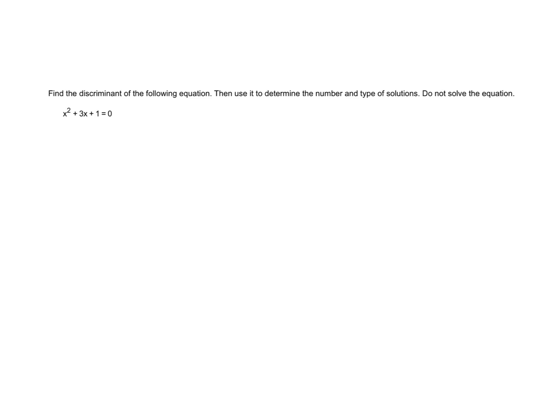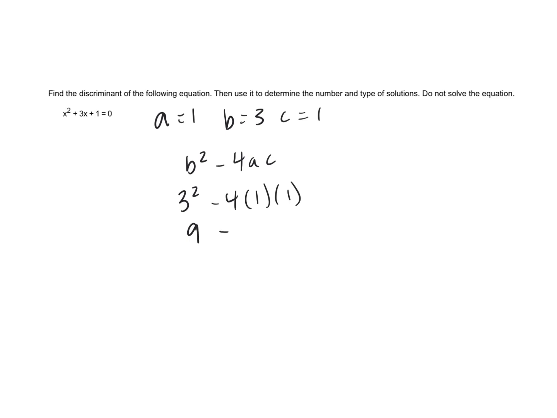Okay, so same type of problem. I need to find my a, b, and c. a is 1, b is 3, c is 1, and I want b squared minus 4ac. b squared is 3 squared minus 4 times 1 times 1. I can plug that into my calculator, but I can also do this one in my head. 9 minus 4 gives me a total of 5. So since the discriminant is 5 and that is positive, then I'm going to have 2 real solutions.